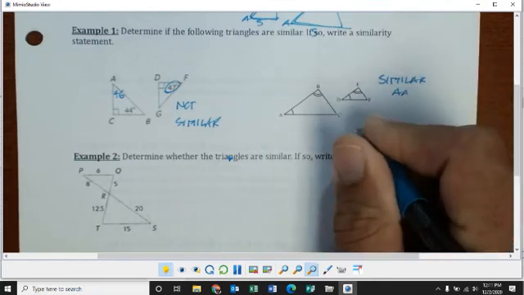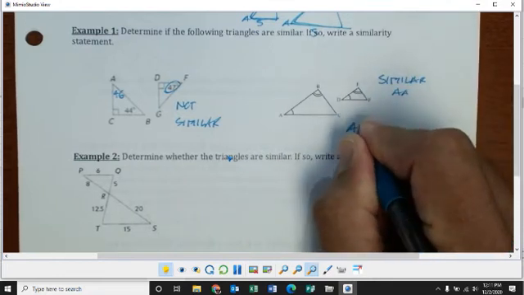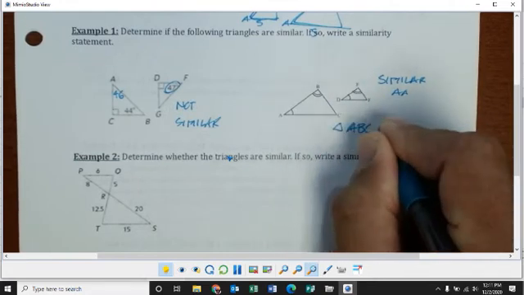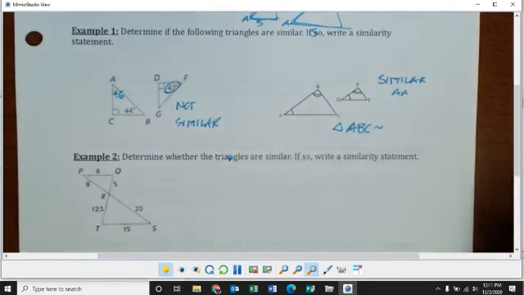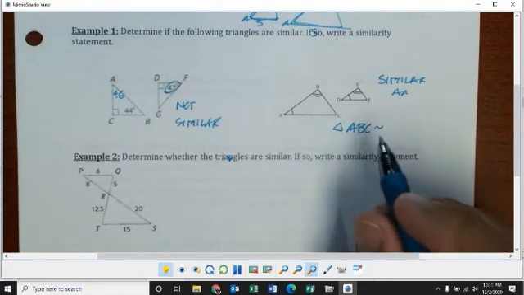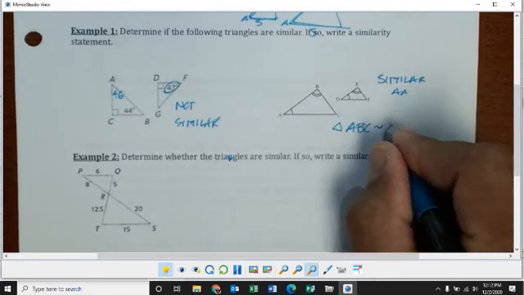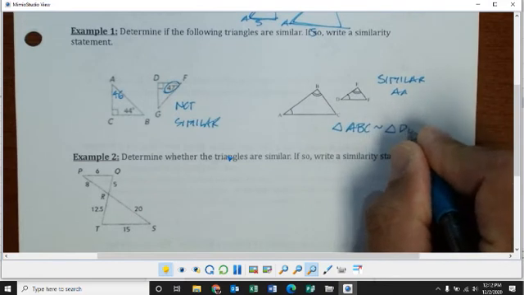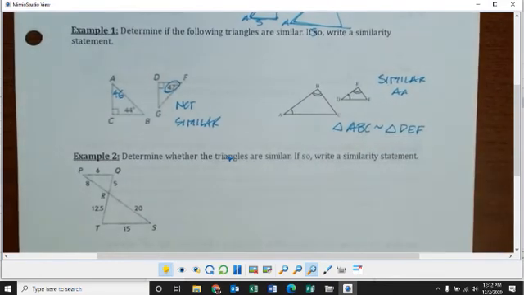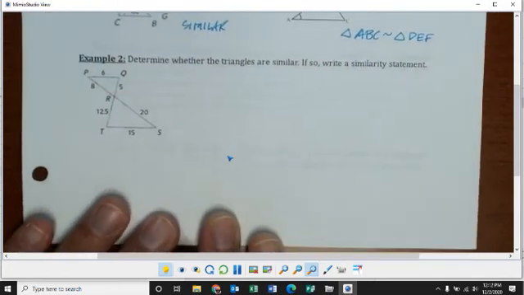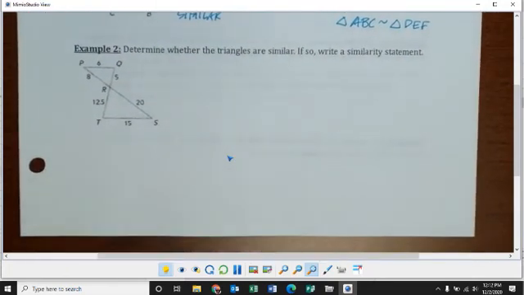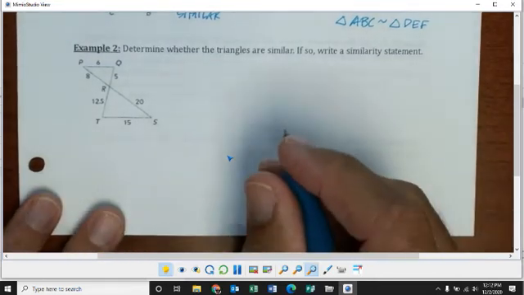And my statement is, if I want to say triangle ABC, and that's the symbol for similar, it's just a squiggle, I have to write it in the same order. So angle A is congruent to angle D, so I have to call it triangle DEF as my similar triangle. Okay, you try example 2 and tell me if it works out. Pause the video and then come back. Welcome back. Let's see how we did.